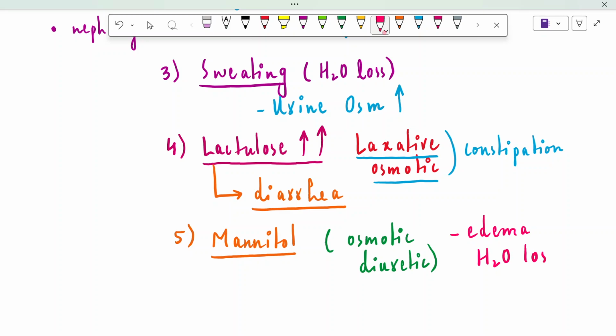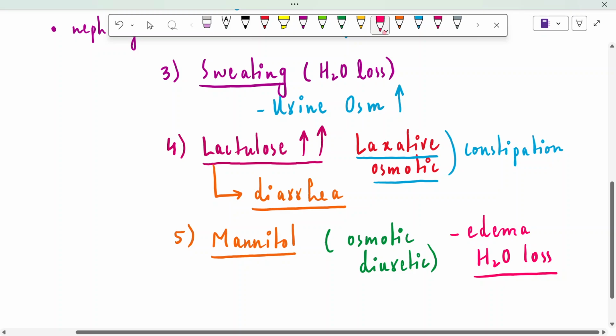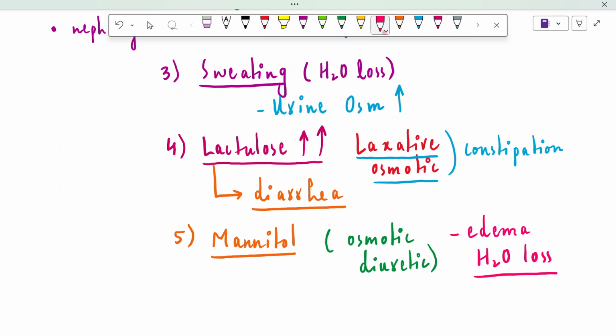Okay, mannitol. So in all these conditions, the person is either not drinking water or is suffering from water loss, either through the GI route, it can be due to sweating, it can be due to urine, it can be due to vomiting as well.